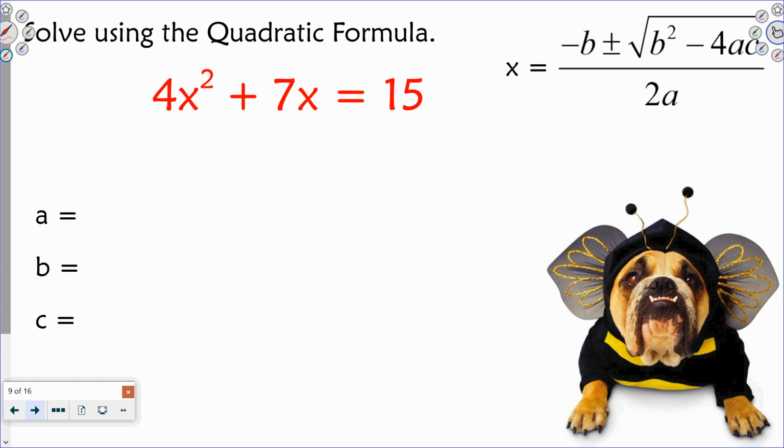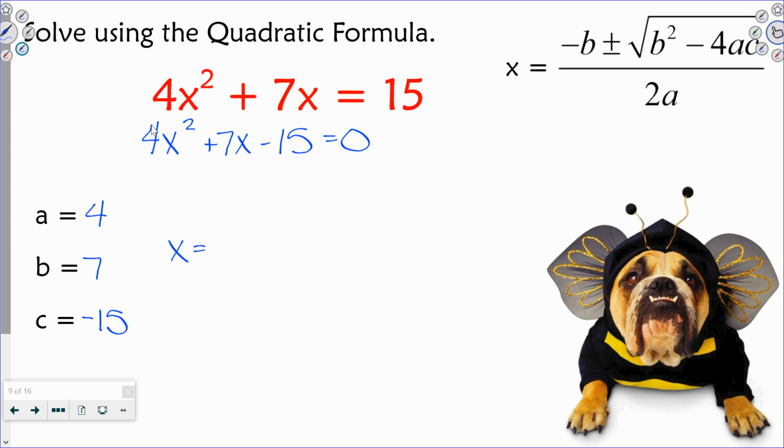All right, what do I do first? Standard form. So let's move that 15. So 4x squared plus 7x minus 15 equals 0. All right, so that means my A is 4, my B is 7, my C is negative 15. Don't lose that negative sign.